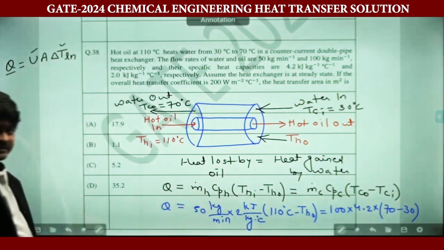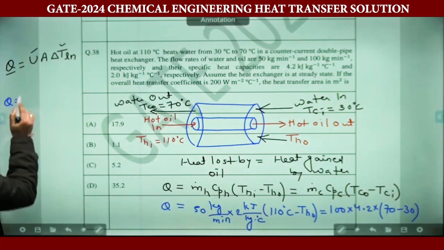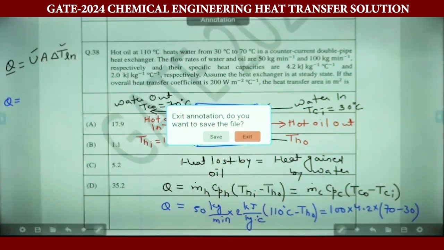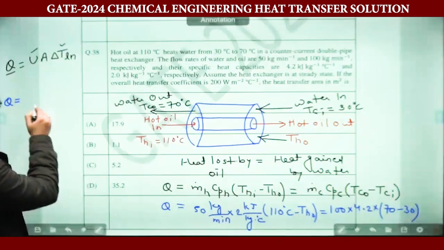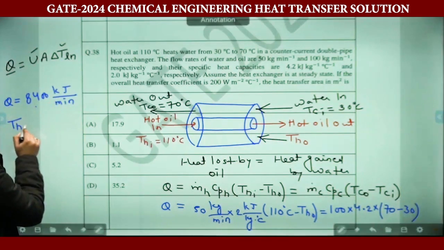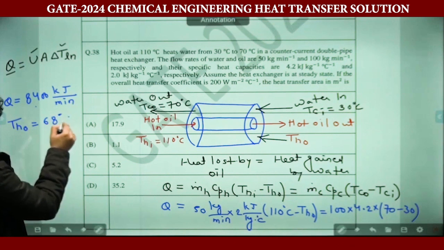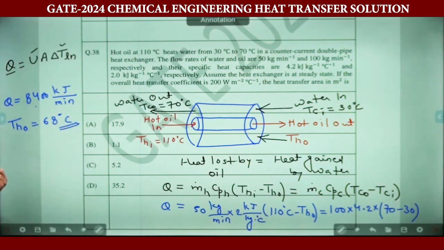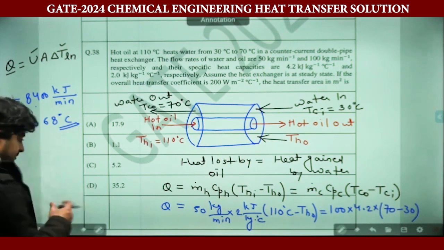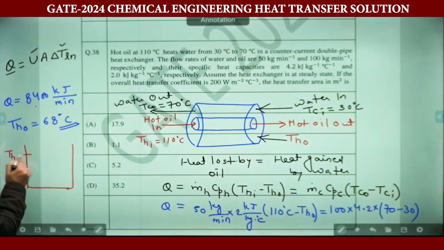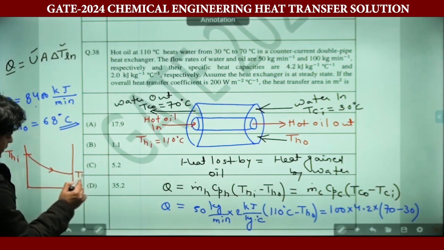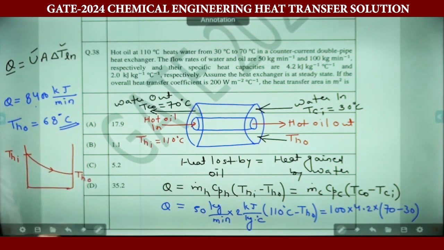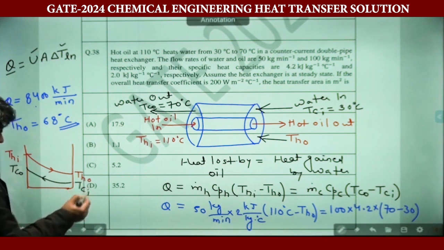So when you solve this, you will get two values, one for Q, which will be around 8400 kilojoule per minute, and you will also get Th naught, which will be around 68 degrees Celsius. Okay, so now we have all four terminal temperatures. So we can draw the temperature distribution profile. Thi will decrease along the length of the heat exchanger, and Tci will increase along the length for a counter current assembly.